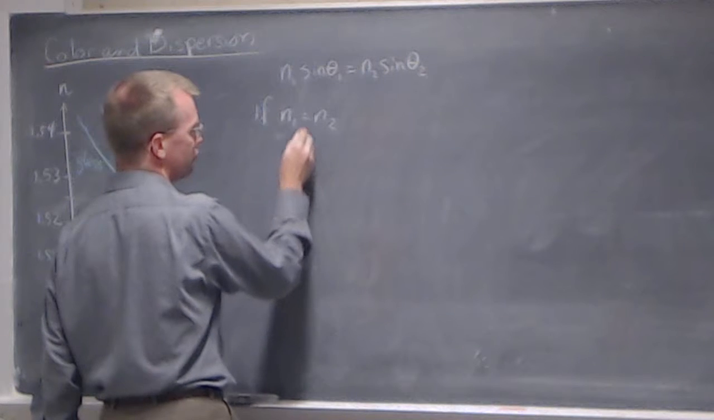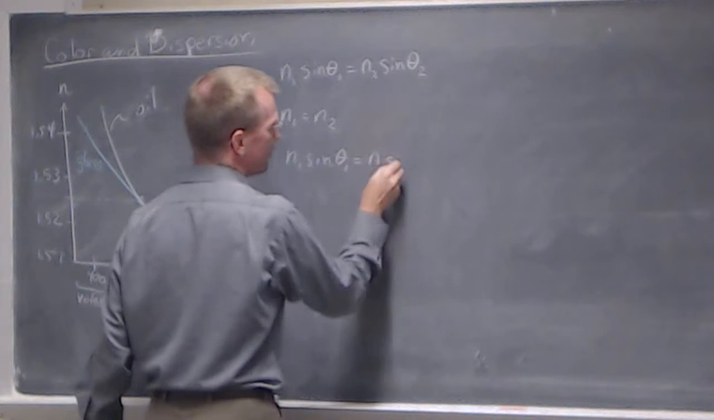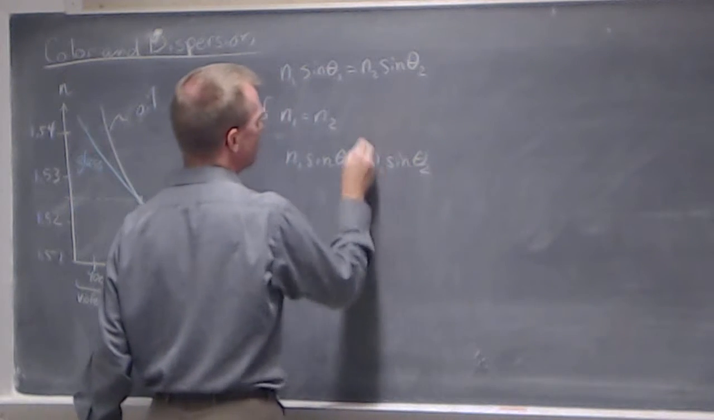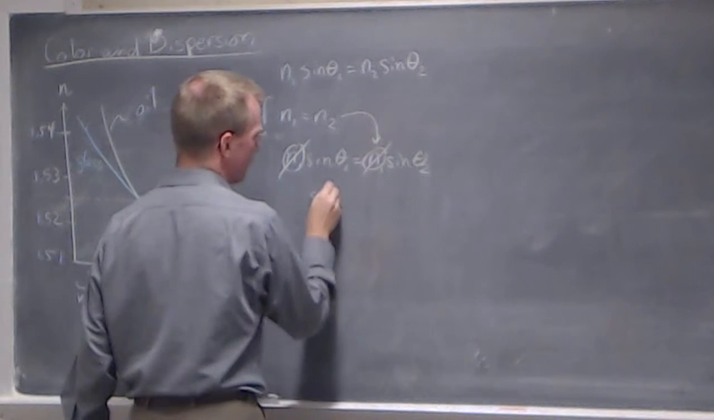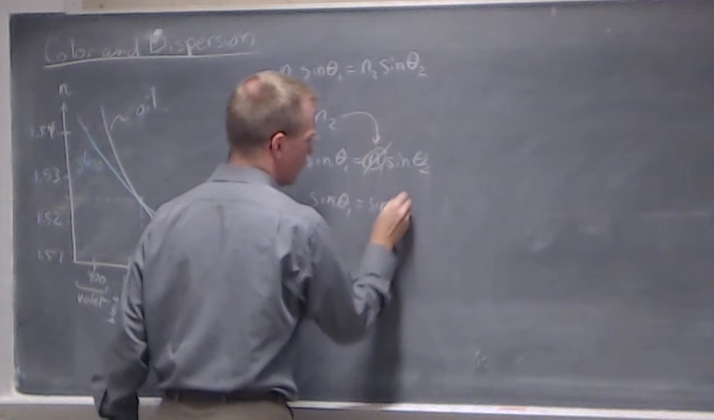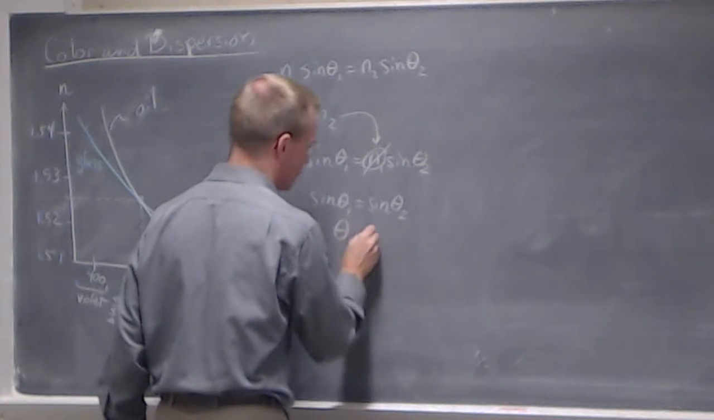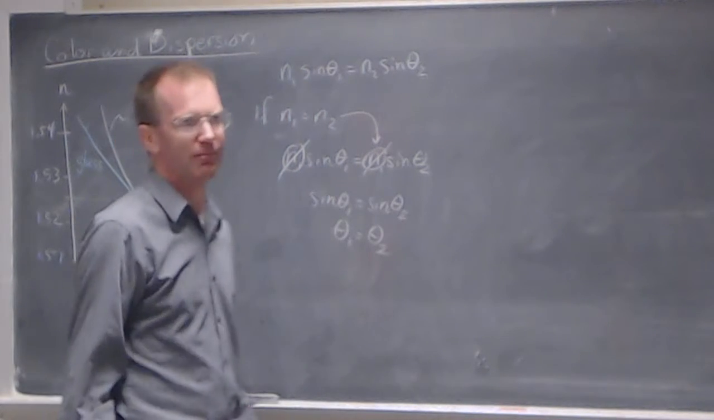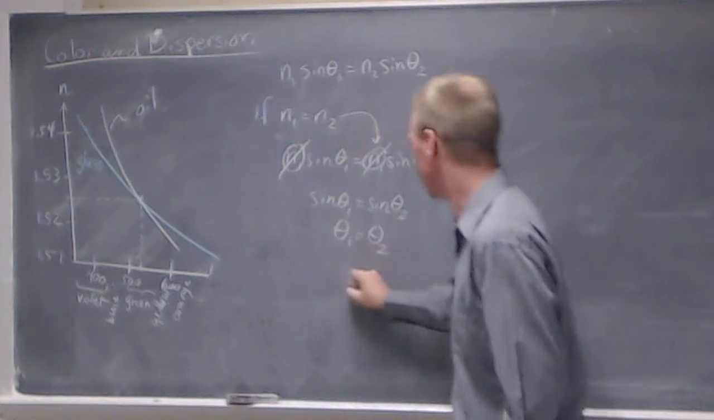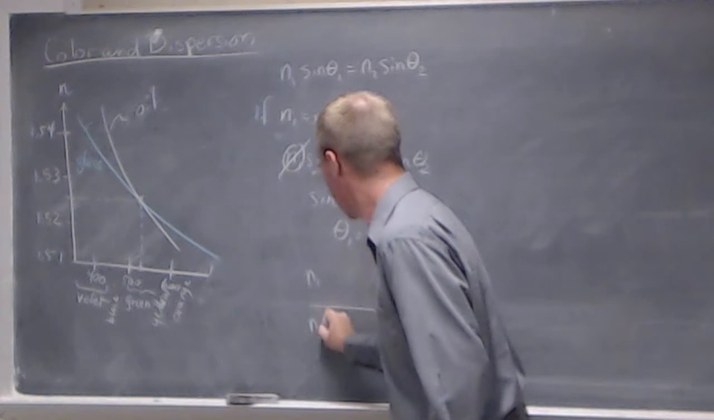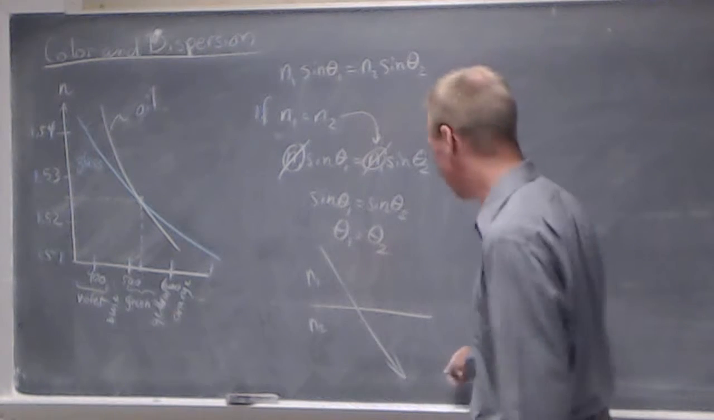All right, if n1 equals n2, so I'll just say n1 sin θ1 equals n1 sin θ2. Those cancel out. The sines of the angles are the same, and therefore, by taking the arcsine function, the angles are the same. There is no bending of the light. There's no refraction at that surface where you go from one material into the other. It goes straight through, no matter what angle it's coming in at.